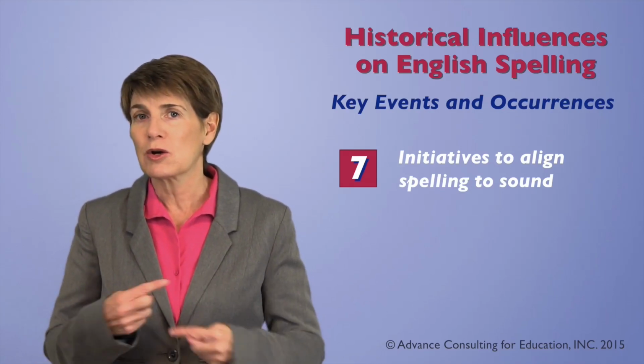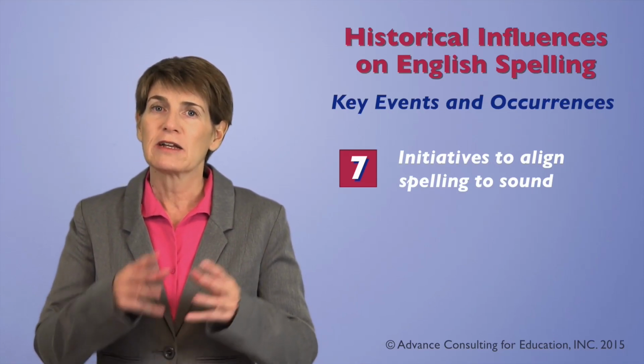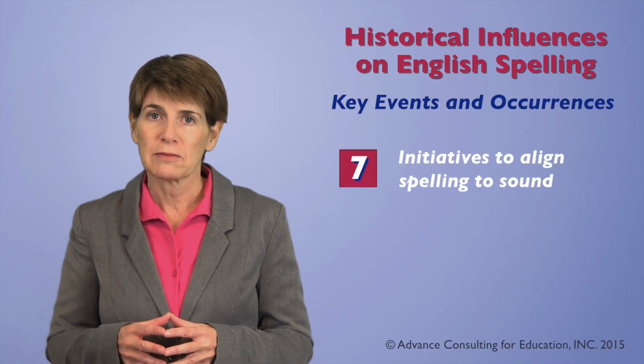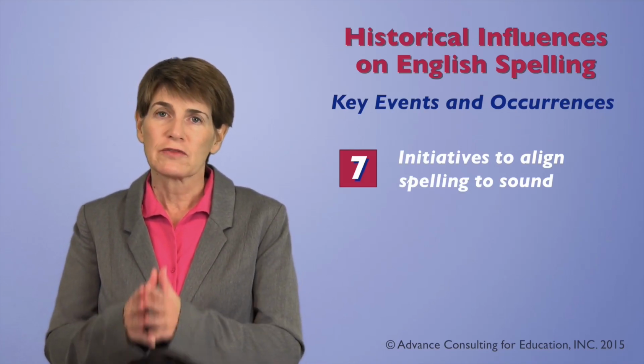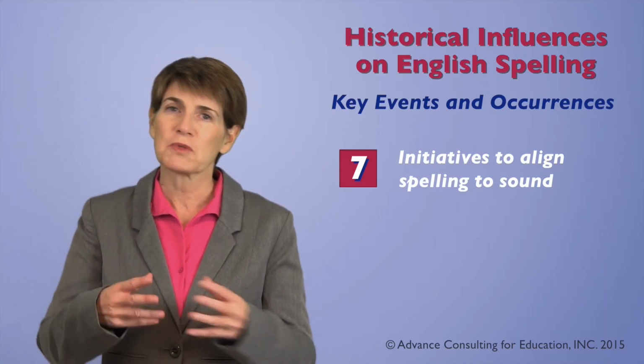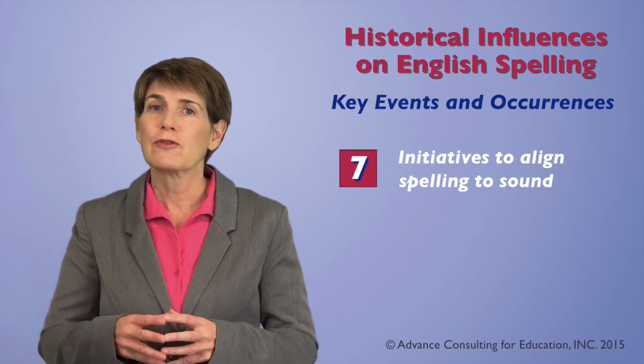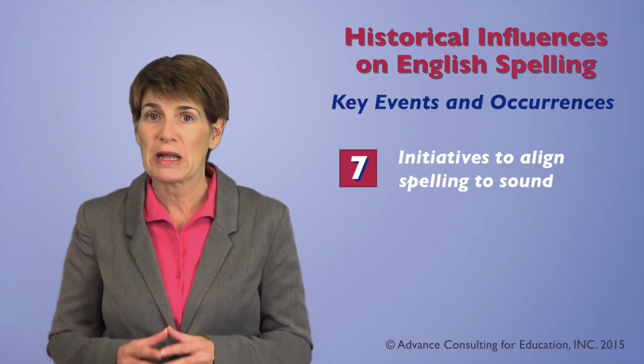So this is an ongoing piece in terms of English spelling. How do we align the spelling more closely with the sound? These are 3 initiatives that have been ongoing, and they kind of cycle around, and at different times one initiative is more powerful than the other and so on. But they have over time influenced English spelling.